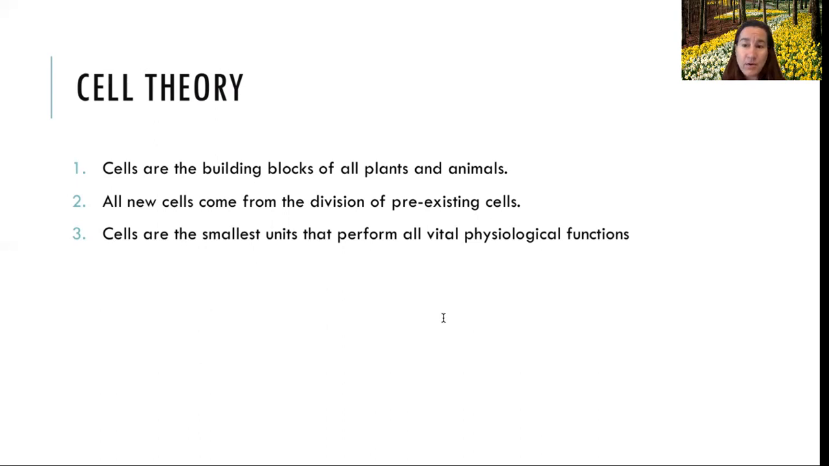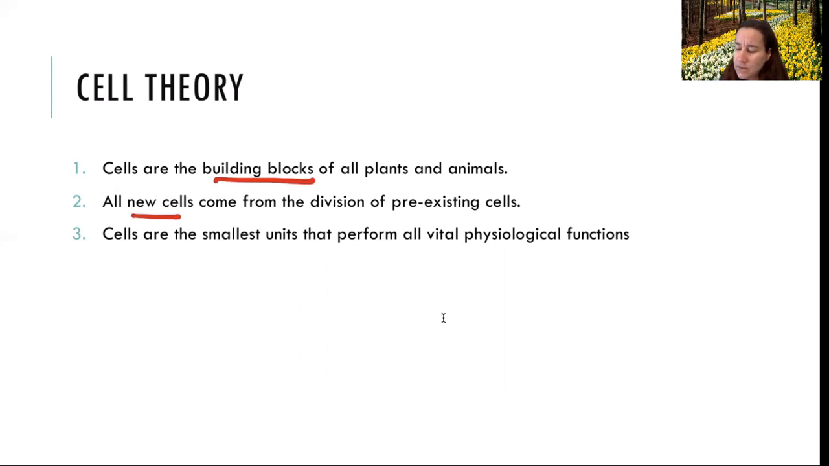So you can have all the properties of life in a single unicellular thing like that Vibrio, like that bacteria. It does all the properties of life. Multicellular organisms are still built off of cells. They are still the building blocks. Plants, animals still need cells.